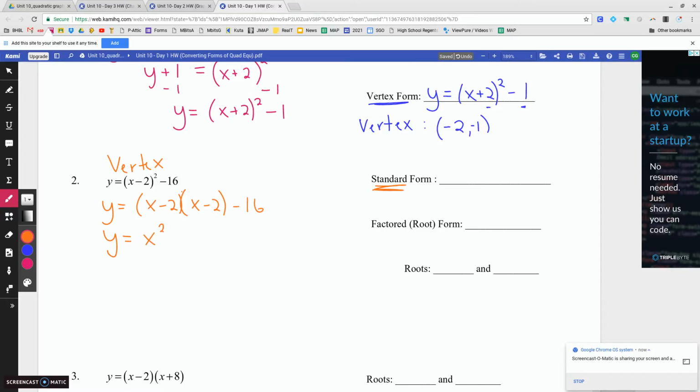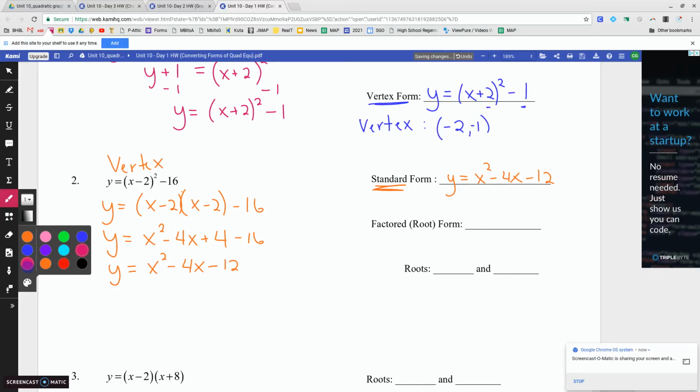Now, you can choose to use the box method, double distribute, use the happy tomato, whatever you want to do so that you can figure out what these two binomials multiplied together will be. So I have 4 here, minus my 16. So this is y equals x squared minus 4x minus 12. So there's my standard form right there. Y equals x squared minus 4x minus 12.